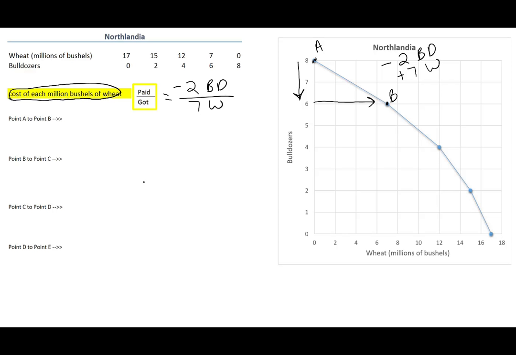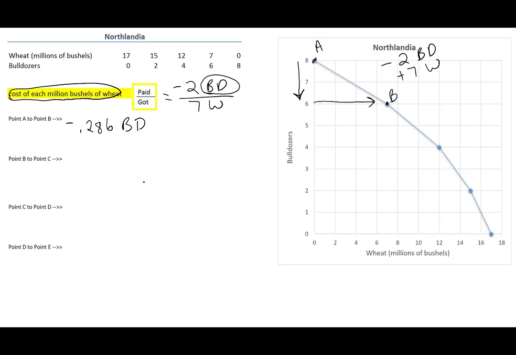A negative 2 divided by 7 is a negative 0.286, and the answer is labeled in whatever unit is in the numerator. So it's 0.286 of a bulldozer. It seems kind of strange to think about it this way, but this is the right answer. For 1 million bushels of wheat, this economy had to give up only a portion of a bulldozer, 0.286 to be exact. Now, if they want more wheat, it's going to cost more.